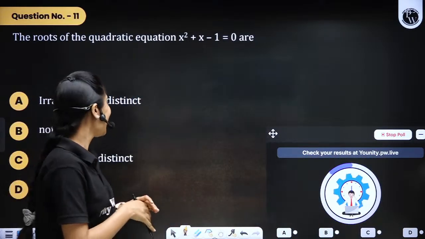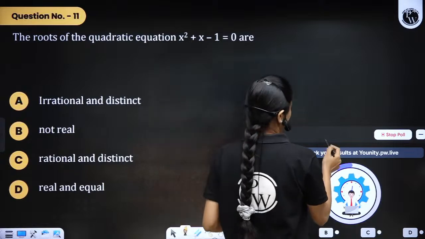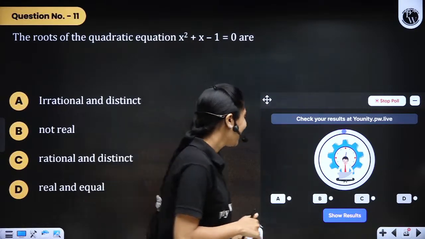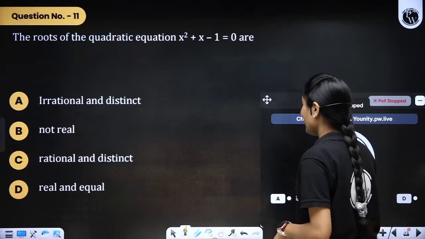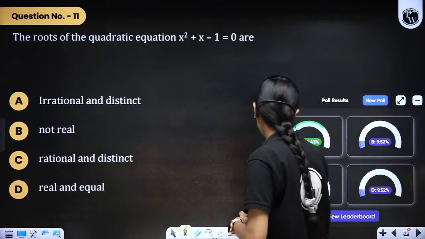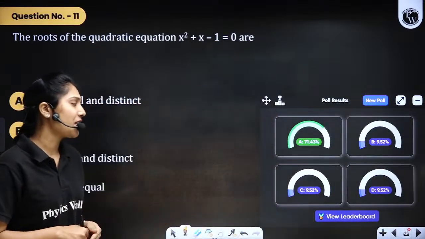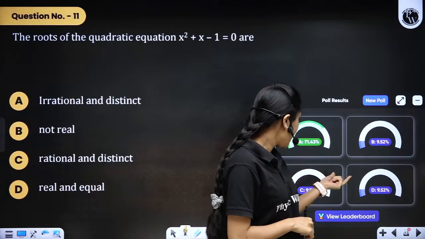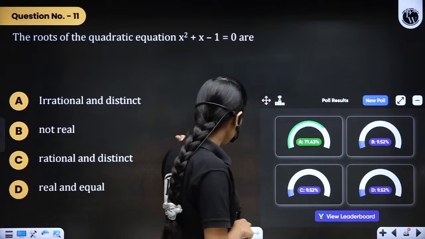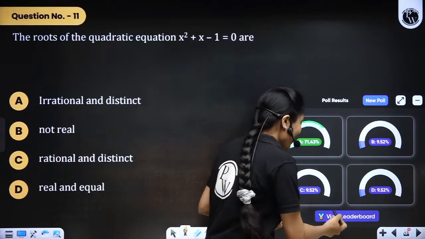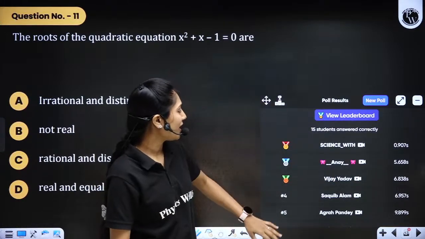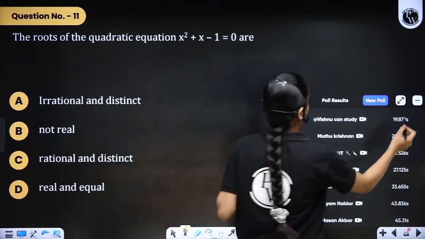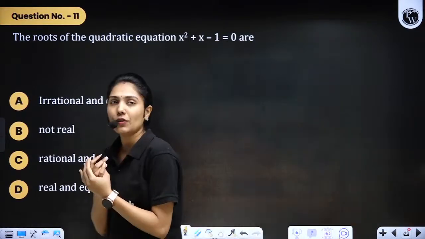Okay, so the correct answer is option number A here. It's irrational and distinct. 71% of you are correct, and the rest went towards B, C, and D, I guess. All three you have chosen. Very good, Science, Anay, and Vijay. Good. So what it says, we have to comment on the nature of roots, right?